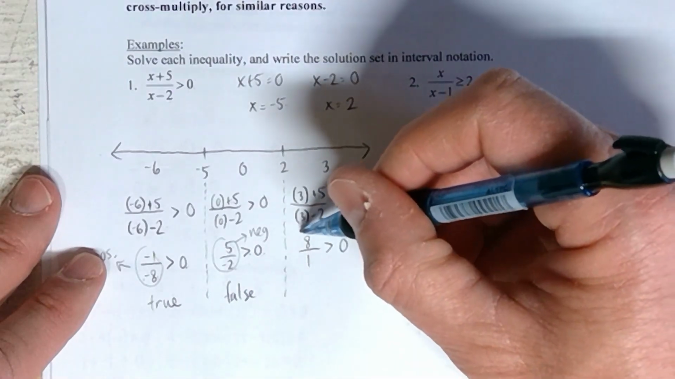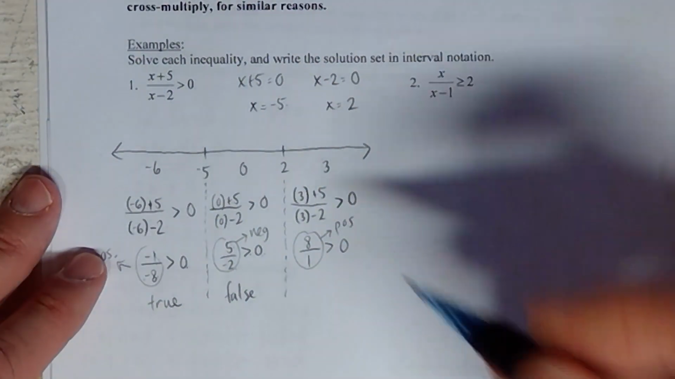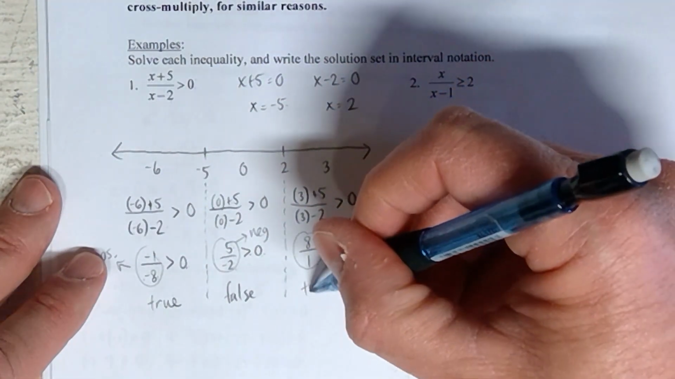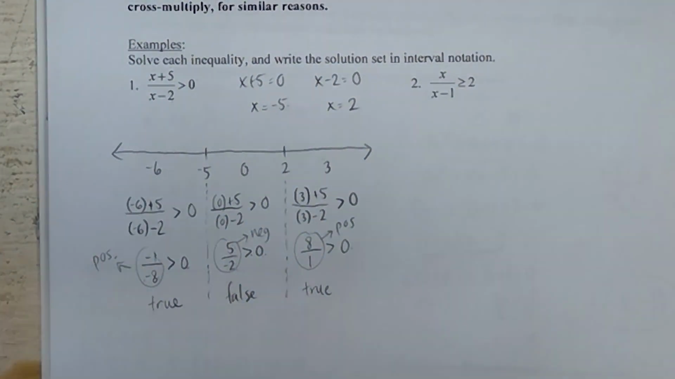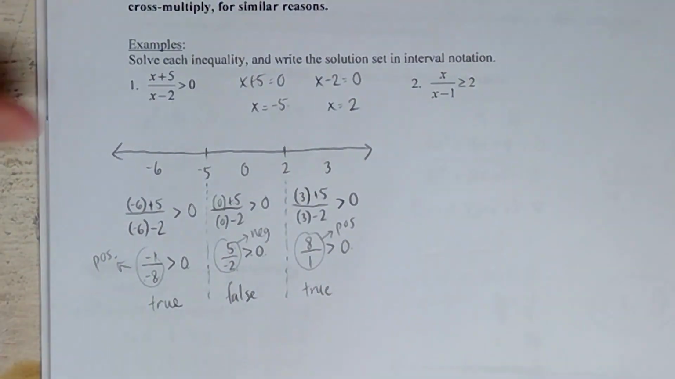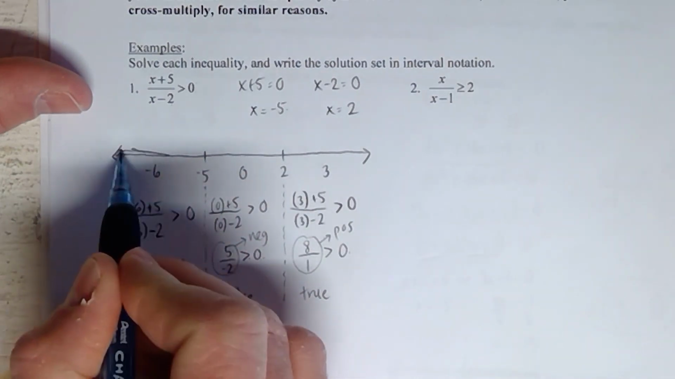Positive divided by positive is positive, isn't it? That's positive right there. Positive is always greater than 0, so that, again, we don't even care what 8 divided by 1 is. Yeah, we know that it's equal to 8. 8 divided by 1 is 8. But even if you didn't know what it was, you would still know that this is true, because positive is always greater than 0. Sorry, I forgot to start shading there, you guys.